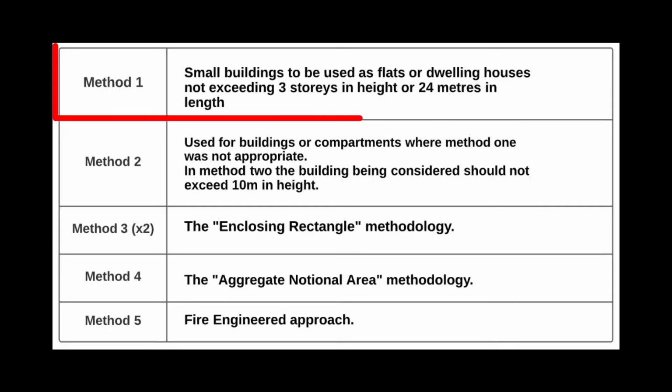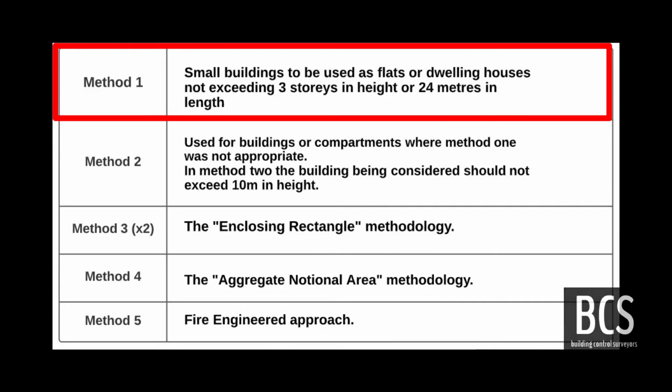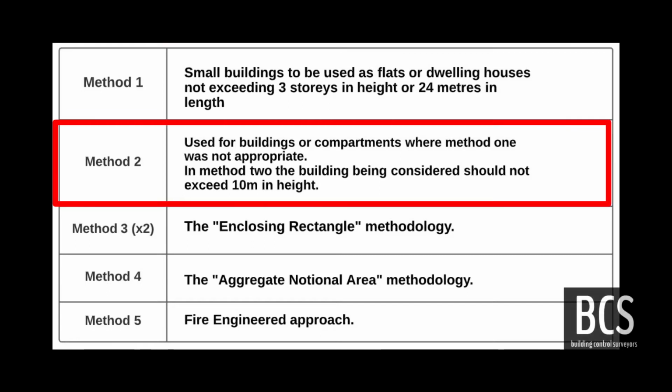So in brief, Method 1 described within the approved document relates to developments involving small buildings to be used as flats or dwelling houses, not exceeding 3 stories in height or 24 meters in length. Method 2 is used for buildings or compartments where Method 1 was not appropriate. In Method 2, the building being considered should not exceed 10 meters in height.